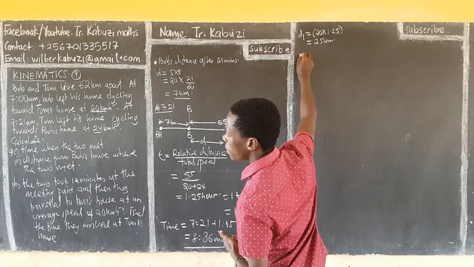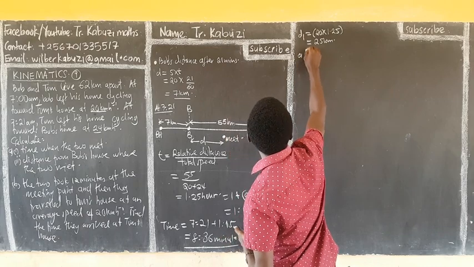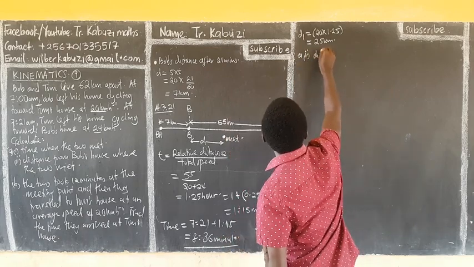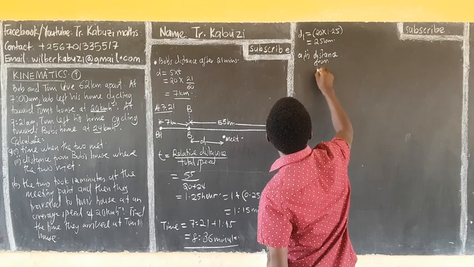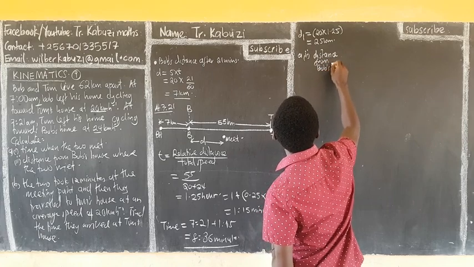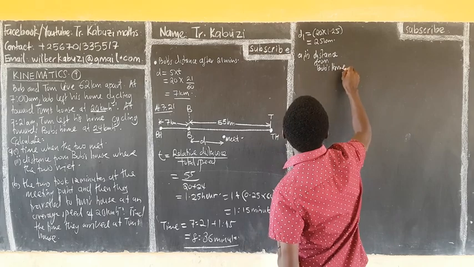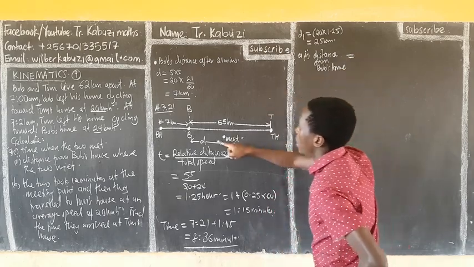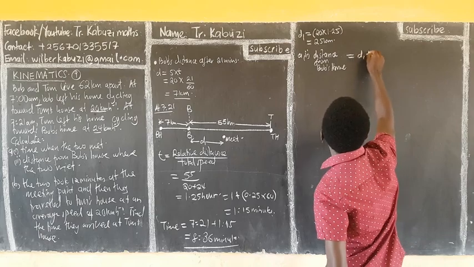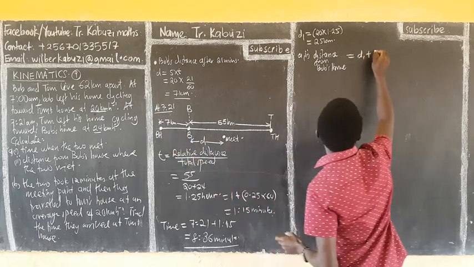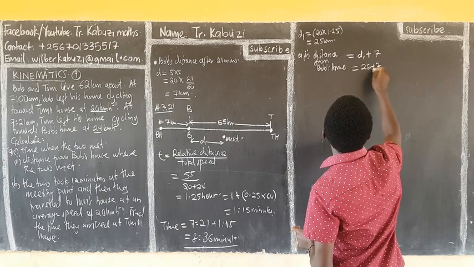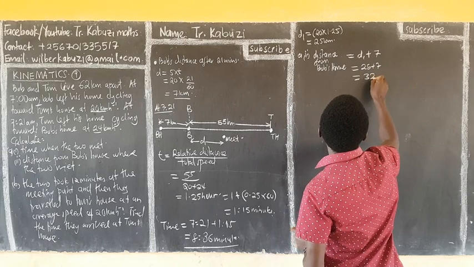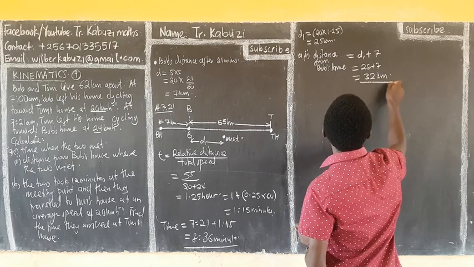Part (a)(ii): the distance from Bob's home is D1 plus the 7 kilometers, which is 25 plus 7, so it is 32 kilometers.